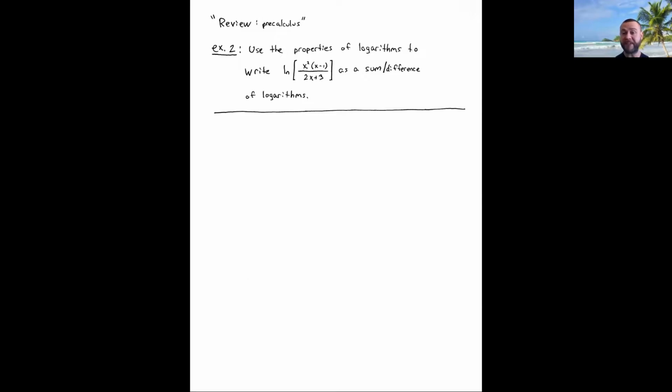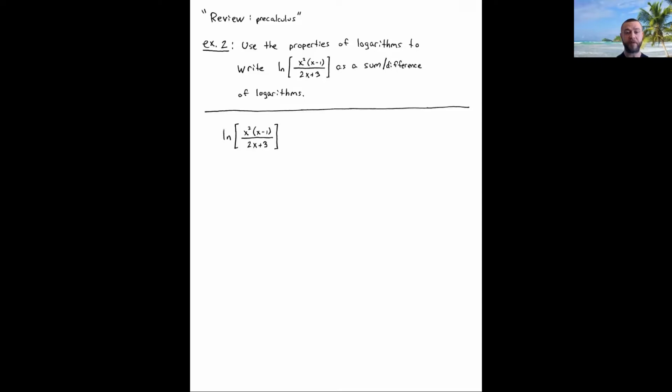The question would have been stated then, use the properties of logs to write natural log of x squared times x minus 1 divided by 2x plus 3 as a sum or difference of logarithms. So essentially what we're going to do in these examples is split a single logarithm into multiple logarithms.